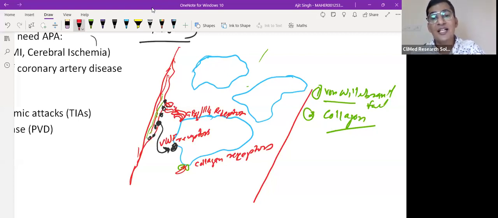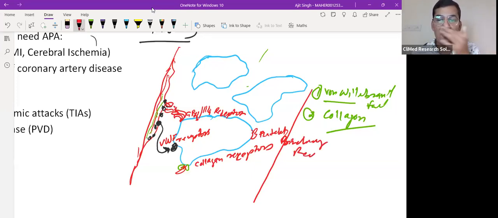Along with that, there are multiple other receptors, multiple other platelet binding receptors. Platelet binding receptors we call them.